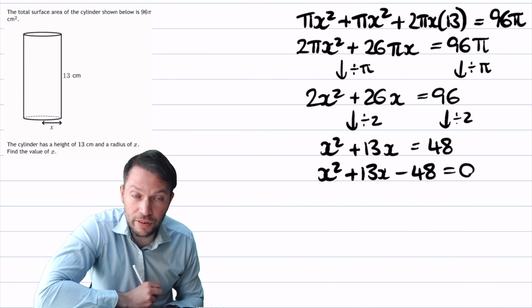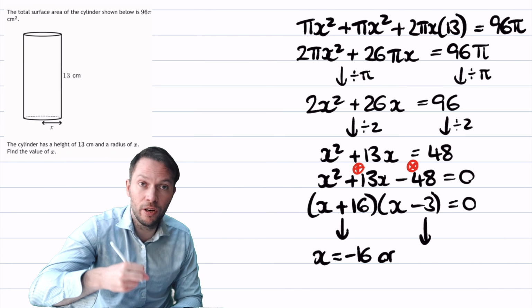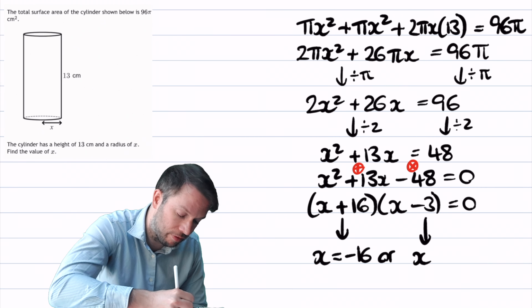So we write x plus 16 and x minus 3, like that. And then we've got the product of two numbers is equal to 0. So if x plus 16 is 0, then x would be minus 16. Or if x minus 3 was 0, x would be 3.